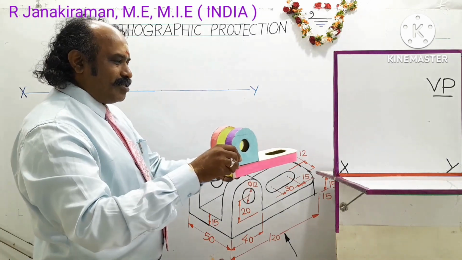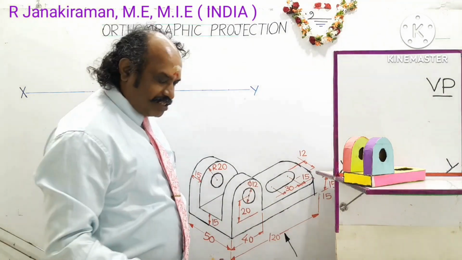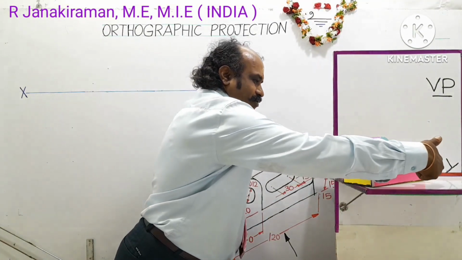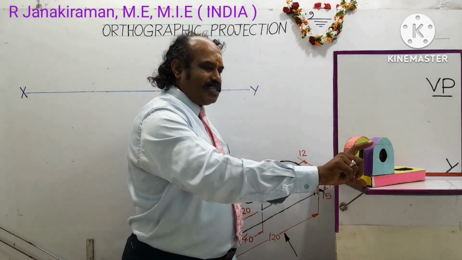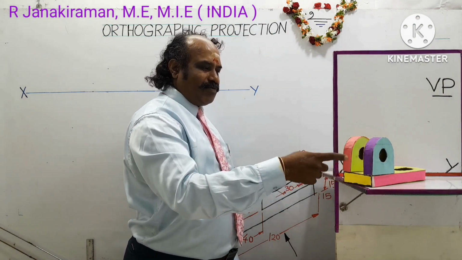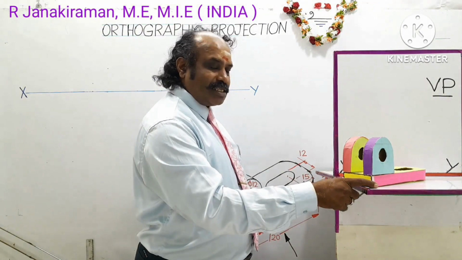The corresponding model is shown for better explanation. Consider the object as usually placed like this, seeing the front, where length, breadth and height, the three dimensions, will be visible. It's called isometric projection. This is the isometric view of the given object, placed like this.